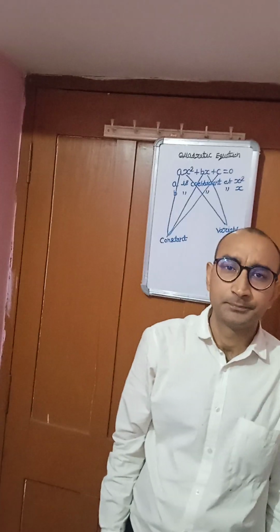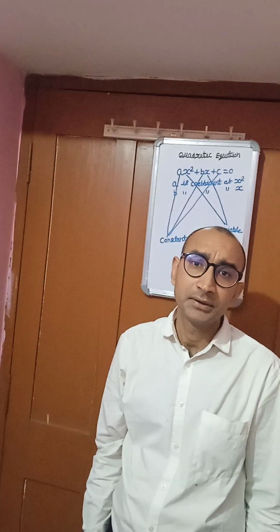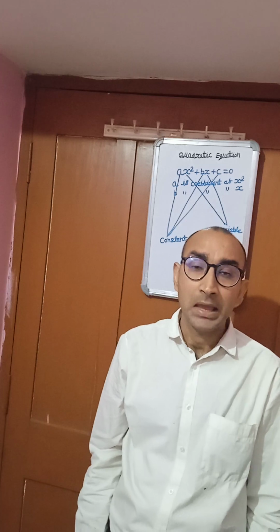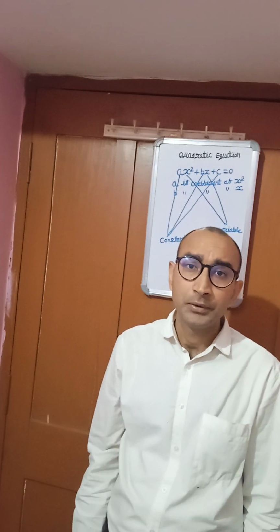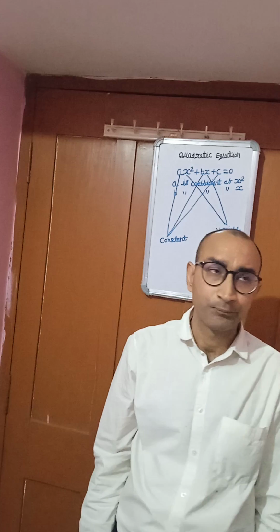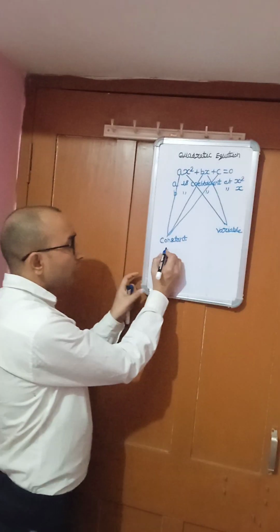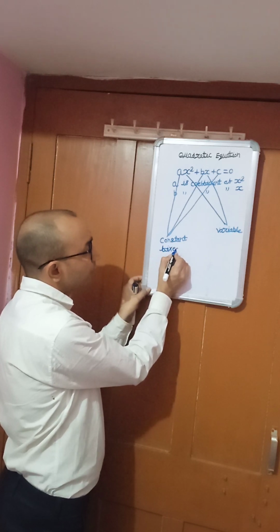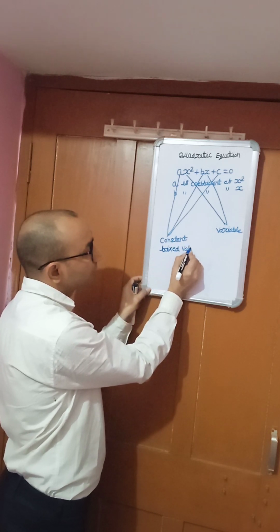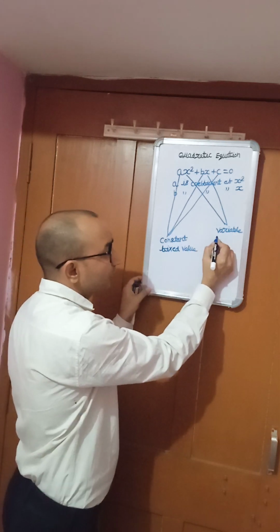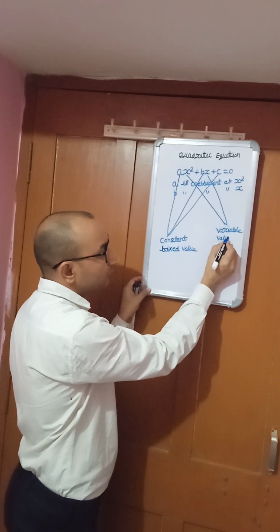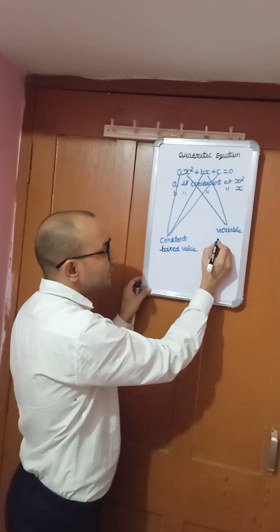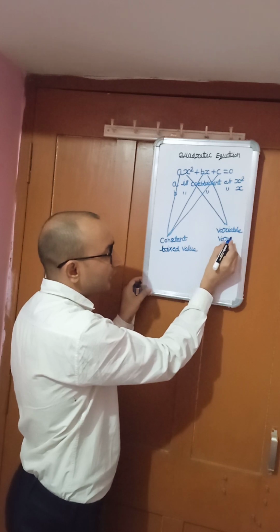What is constant? Constant means the value which is fixed. What is variable? Variable means the value which can vary. Constant means fixed value. Variable means the value can vary.